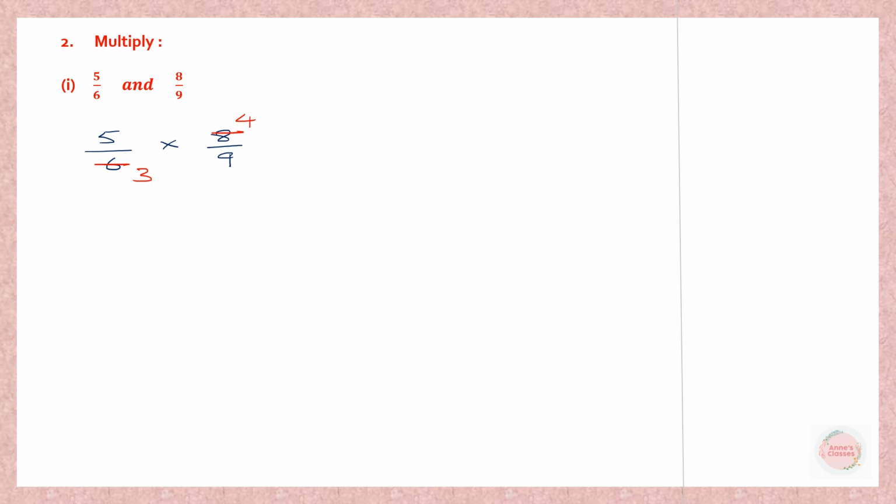Now that's it. We can't cancel anything else. So we're going to multiply the numerators. 5 fours are 20 and the denominators 3 nines are 27. So our answer here is 20 by 27.